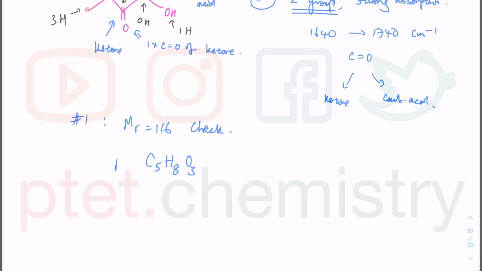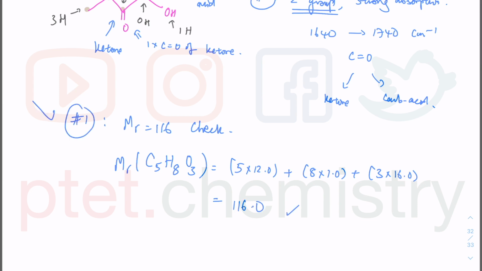So C5H8O3, which you can work out the Mr. So 5 times 12.0 from your data booklet, 8 times 1.0, and then 3 times 16.0. Put it into your calculator and you get 116.0. So you know this thing is correct again.